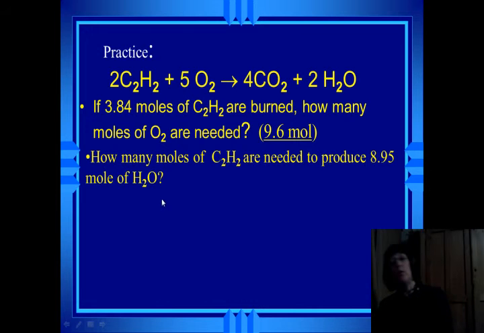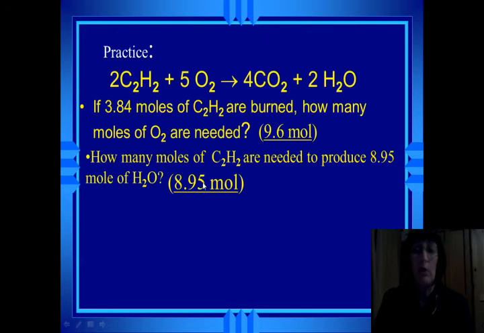How many moles of C2H2 are needed to produce 8.95 moles of H2O? Sometimes we can take kind of a shortcut here. Look at the mole ratio. C2H2, we've got 2 moles of C2H2, and they're asking us about water. We've got 2 moles of H2O. So that's a 1-to-1 mole ratio. So if we're just talking moles, this mole number and this mole number should be the same. So if this mole says 8.95, then we ought to end up with 8.95 moles of water. Since that's a 1-to-1 mole ratio between these two, then you know that you're going to have 8.95.